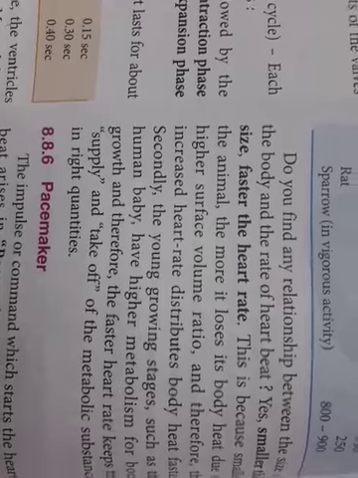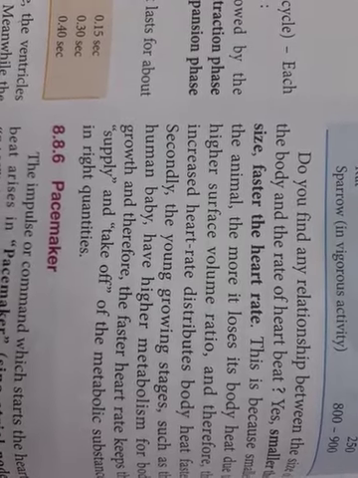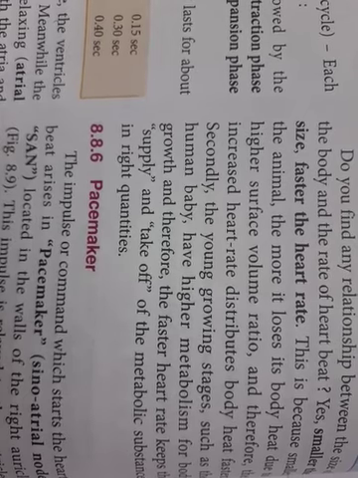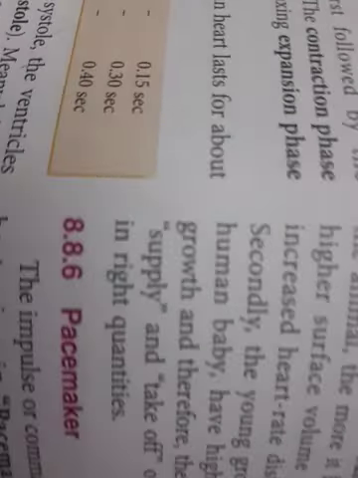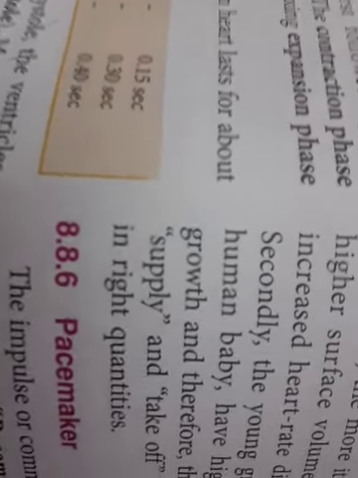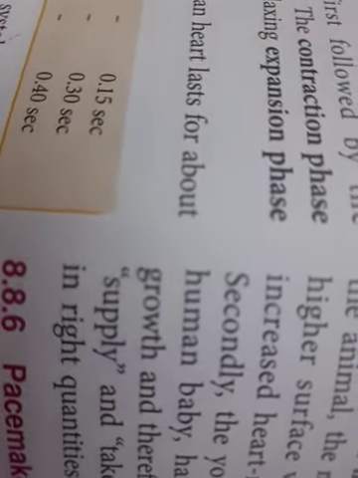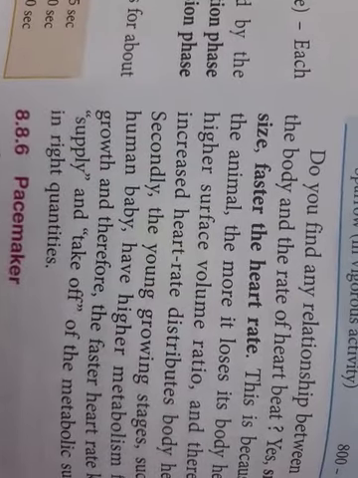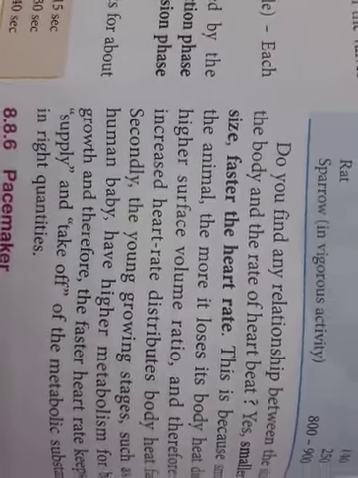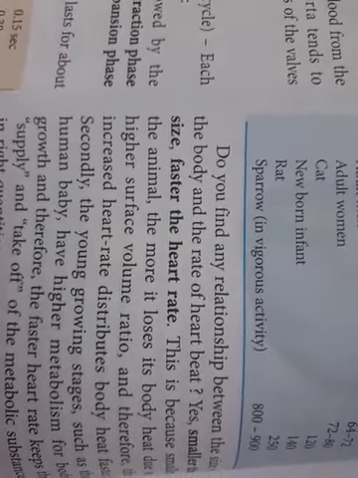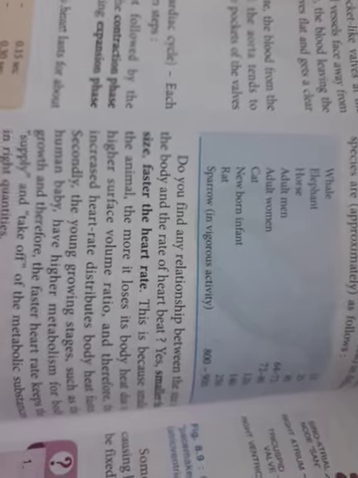Secondly, young growing stages such as a human baby have higher metabolism, and therefore a faster heartbeat keeps the supply and takeoff of metabolic substances in the right quantities. That means the processes of metabolism, like growth, are much faster. The growth is faster, the digestion is faster, many processes in the body are faster. That's why younger children have a very high heartbeat. So this is all about what the heartbeat, or heart rate, is.